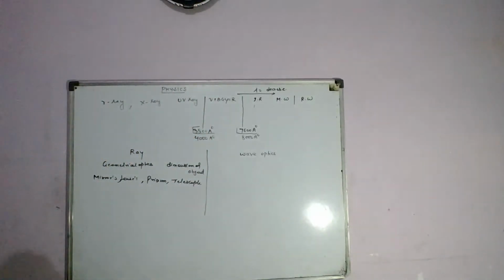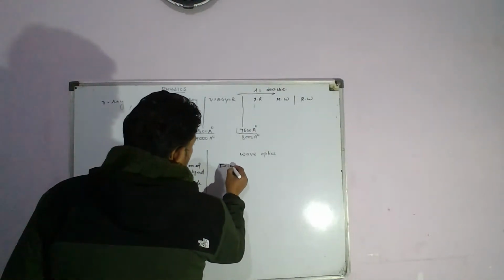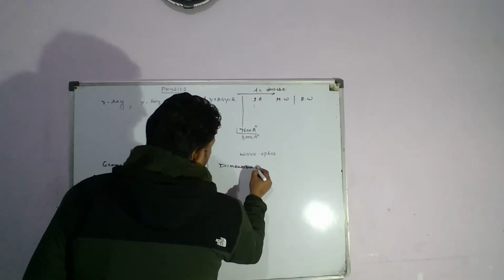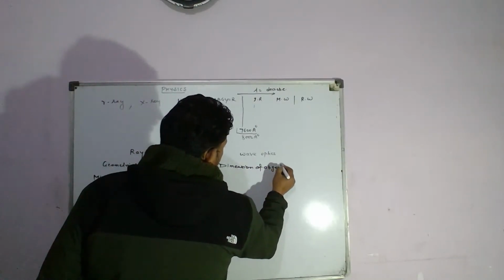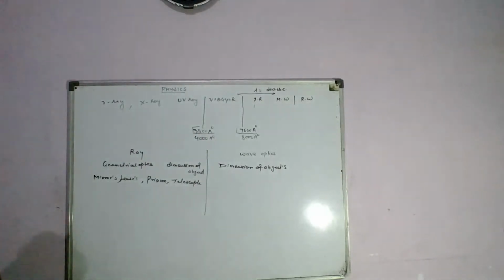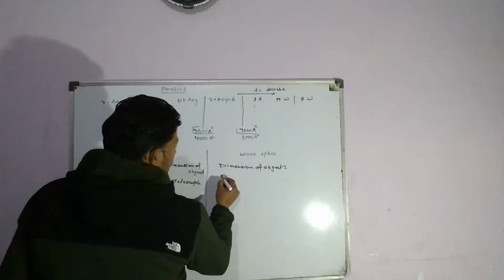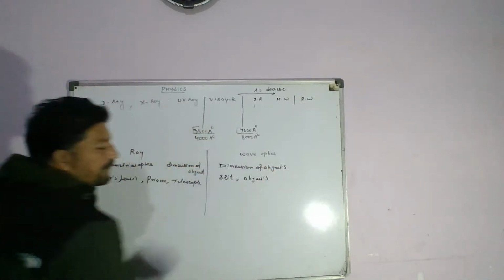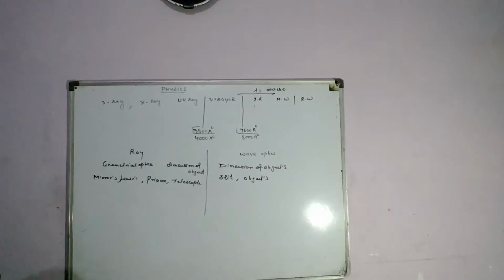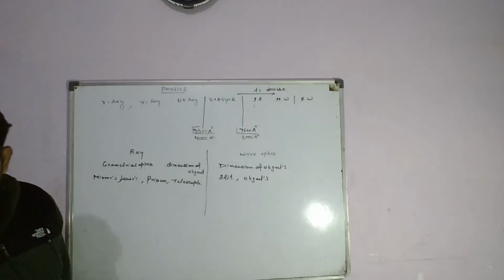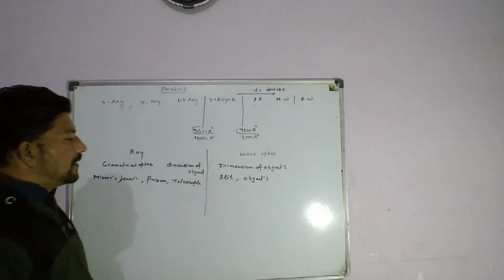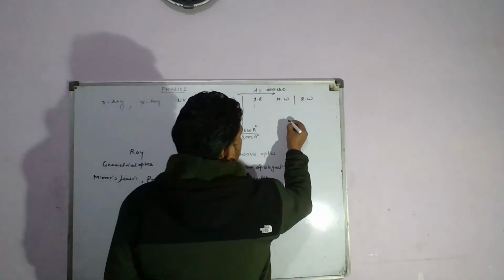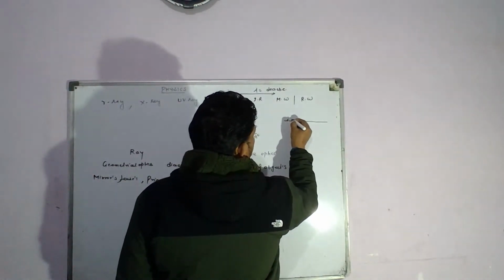And in wave optics, you read about the dimension of objects, slits, Young's double slit, different objects, and the wavelength of light. So this is the concept you read. And in grade 10 you read about the plane mirror.